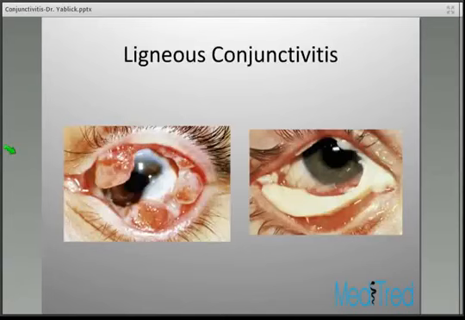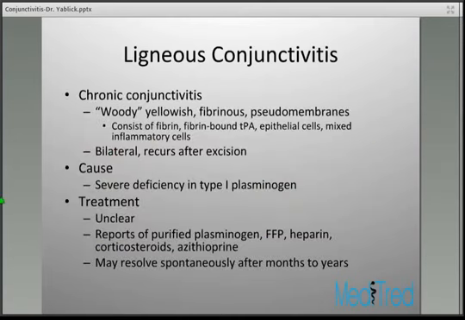One condition that I did want to touch on briefly, just because it's a very unusual condition and tends to be testable, is ligneous conjunctivitis. And it's sort of its own separate entity, but I suppose you can lump it in with a membranous or pseudomembranous conjunctivitis. And it's characterized by these firm woody lesions. And you can see a couple of different pictures there.